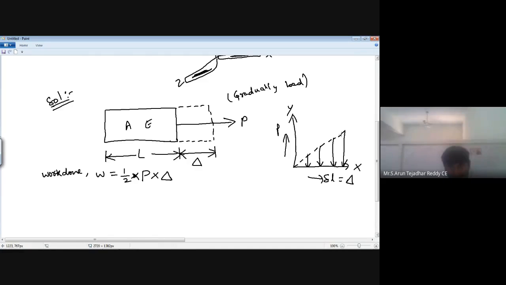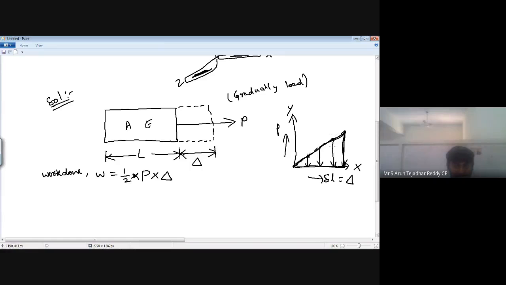First it is acting a certain distance. After that, apply some load, a certain distance. After that, apply another load, some distance. It means the load is acting gradually increasing, so that you can take it as 1 by 2. Once you observe here, this is a triangle shape.